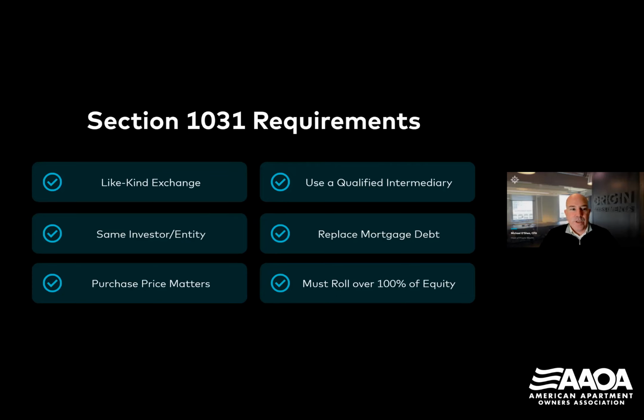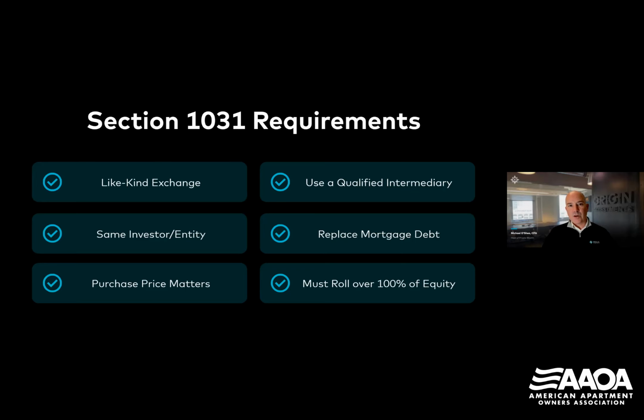All right, so now we get into some of the math where you have to replace debt, you have to replace equity, the purchase price matters. The last three of these rules all kind of rhyme with each other, and so I've just included them here, and I have a couple examples. But people get confused on this, where you have to replace mortgage debt, the purchase price matters.